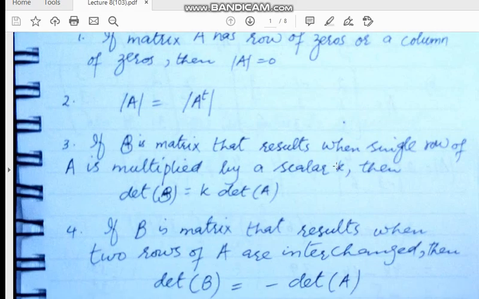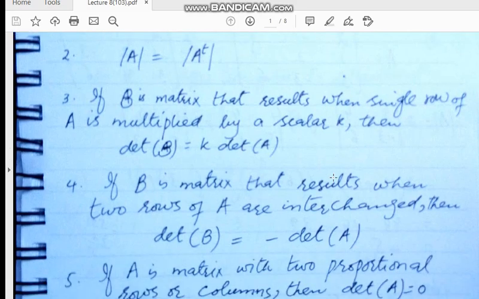Third, if any row is multiplied by any scalar k, then the value will be equal to k times the determinant of the given matrix. Suppose the determinant of A is 3, and if we multiply the first row by any number, then its value will be equal to that number multiplied by the determinant of the matrix. We will solve it and then you can understand it.